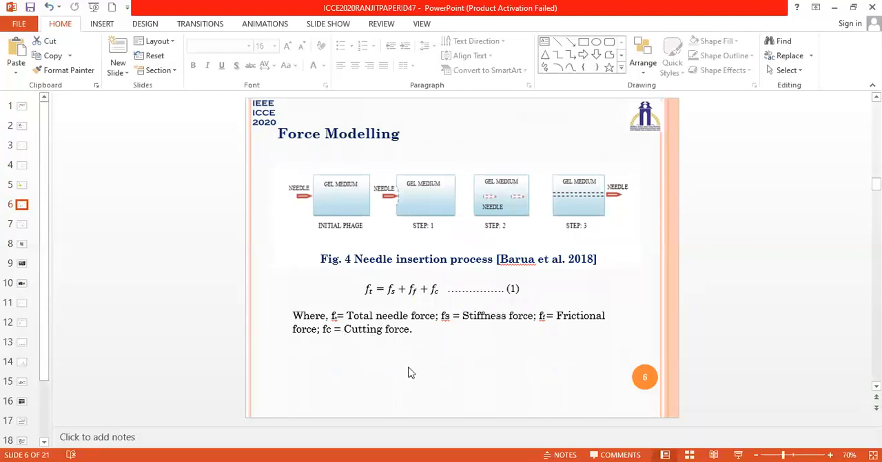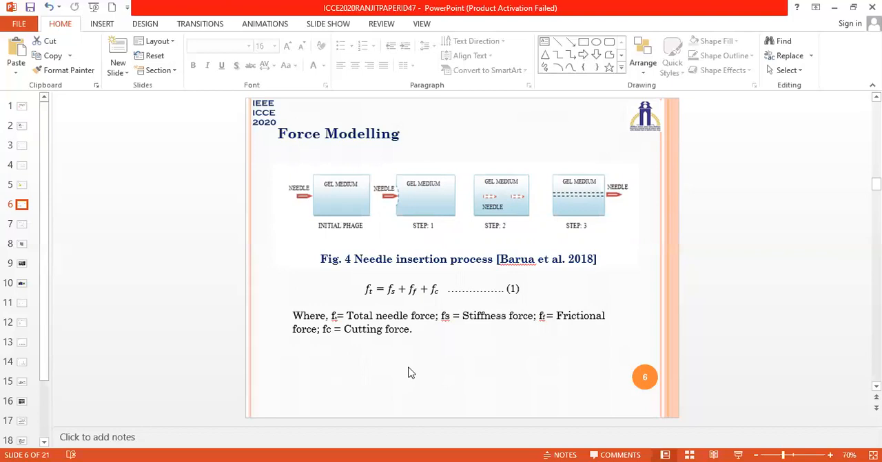So this is my force modeling. Actually, in the initial phase the needle does not have any kind of force, so it will not create any insertion or injection inside the gel material. Whenever the needle force can overcome the internal resistive force of the gel material, it can easily puncture the gel medium.